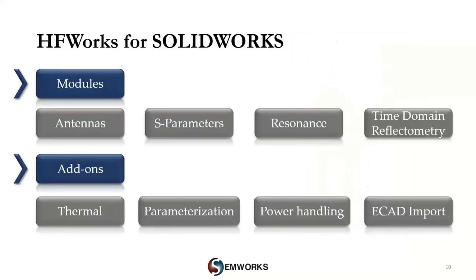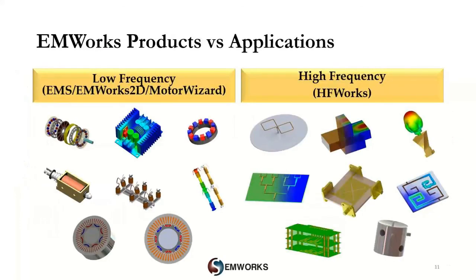To refresh our memory, let us take a quick overview on HFWorks modules and add-ons. HFWorks software offers 4 modules: antennas, S parameters, resonance, and time domain reflectometry. In addition, we offer various additional features like thermal analysis, parameterization, and capabilities such as ECAD import and power handling. To get information on the software pricing, you can connect with me after this webinar.